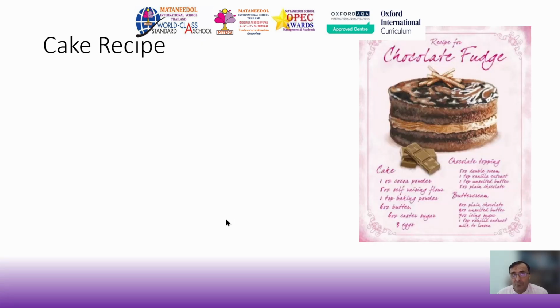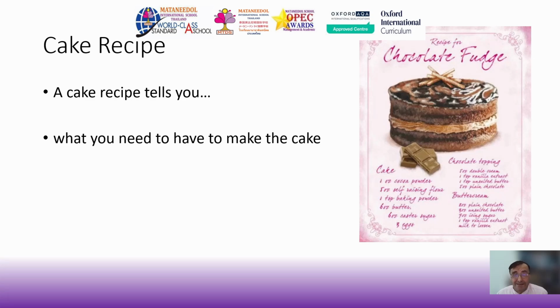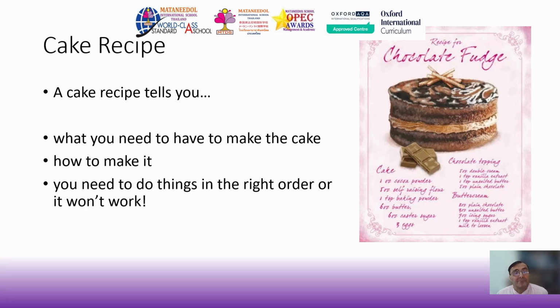So, not quite science, but we're going to talk about the cake recipe. It's a good example to transfer over to planning the investigation. So when we make a cake, we need to know the equipment needs to make the cake. So mixing bowls, spoons, an oven to bake it in, what the ingredients are. We need to know the process, how to make it. And we need to do everything in the right order, or we're not going to have a very nice cake, or it just won't work.